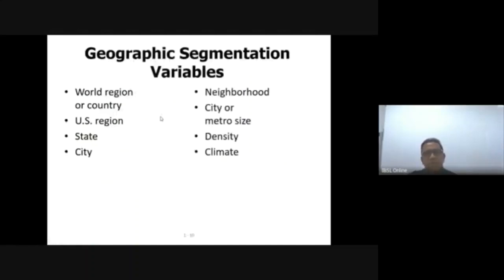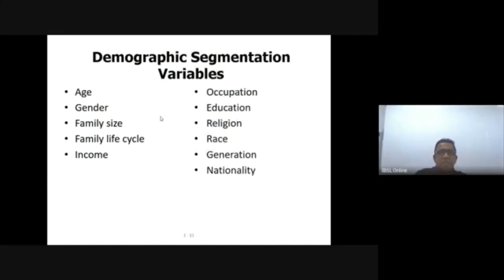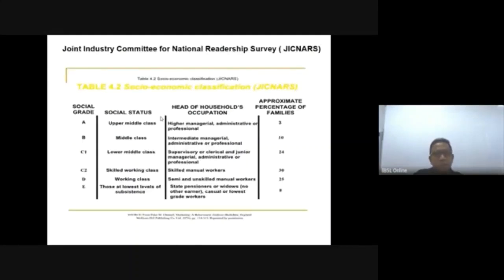So geographic segmentation is based on the country, cities, and things like that. Demographic variables that we use under demographic segmentation are age, gender, family size, family life cycle, and so on. We also went and discussed this GICNA's framework.